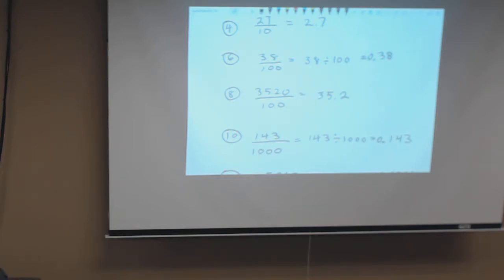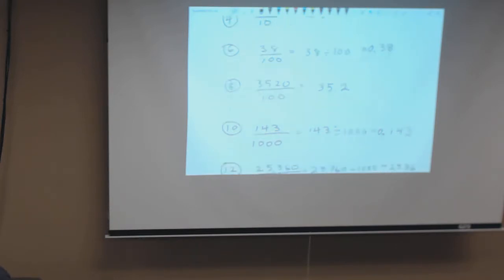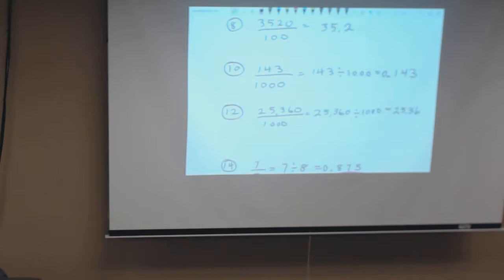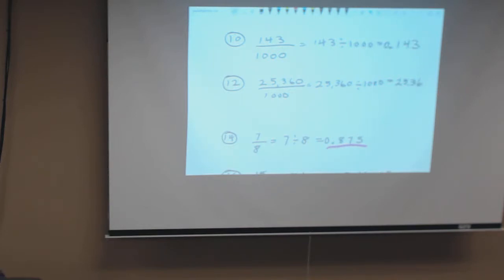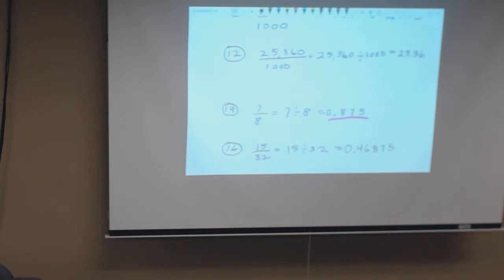Number 8, 3520 divided by 100 is 35.2. Number 10, 143 divided by 1,000 is 0.143. Number 12, 25,360 divided by 1,000 is 25.36. Number 14, 7 over 8. 7 divided by 8 is 0.875.